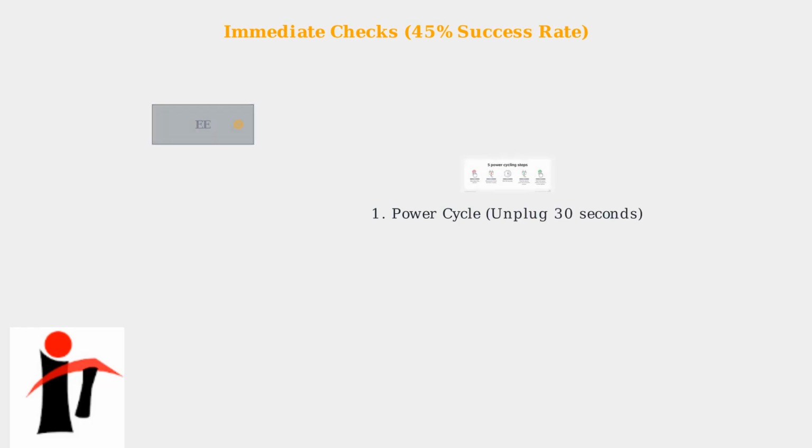When your EETV box shows a flashing orange light, there are systematic troubleshooting steps that can resolve most issues. We'll start with the most effective immediate checks. The first step is immediate checks, which have a 45% success rate. These include power cycling your box, checking all cable connections, and verifying your internet connectivity.